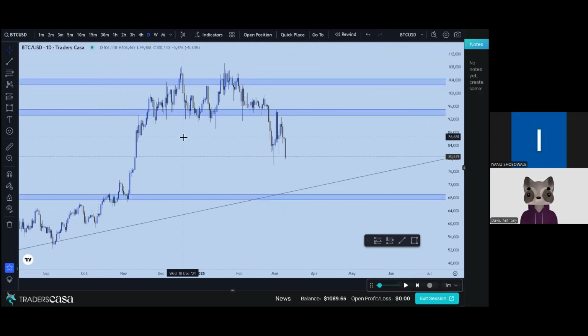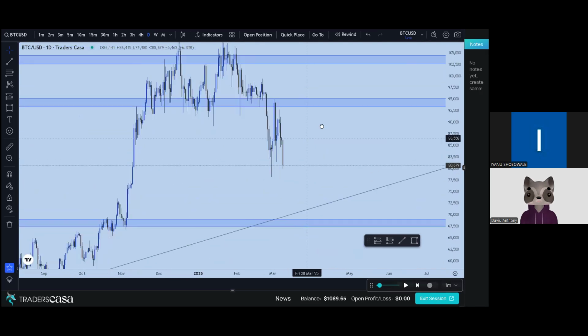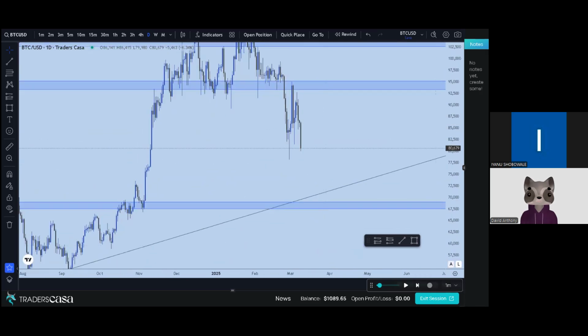So now, are you following? Yes, I'm following. What is price doing on a daily time frame? Price is actually dropping, as you can see. How do we know that that is what price is doing?